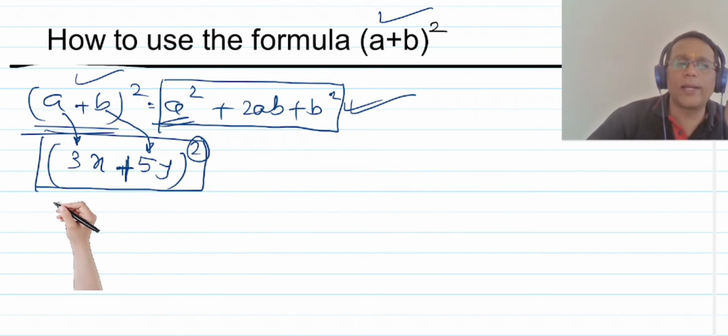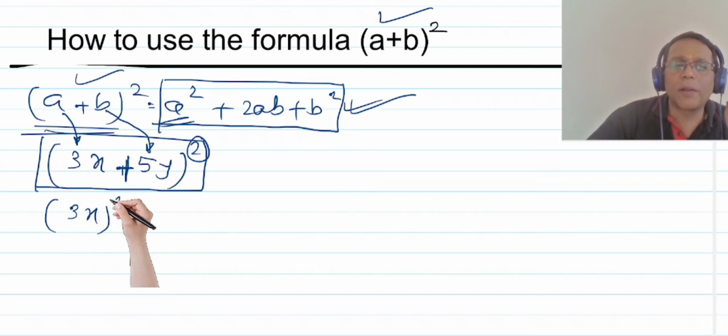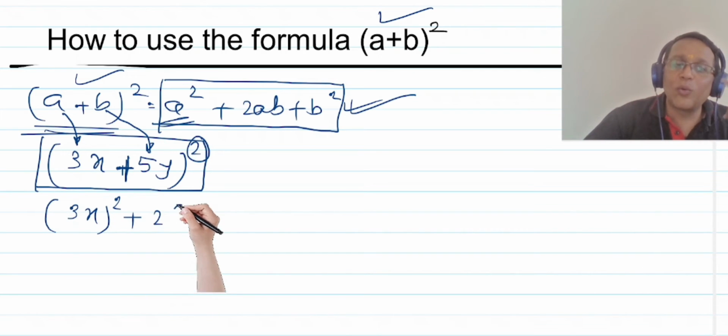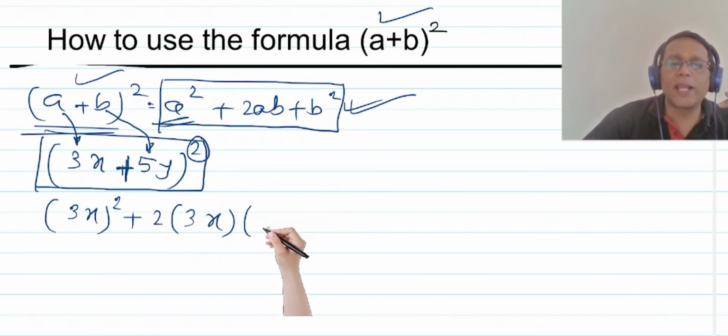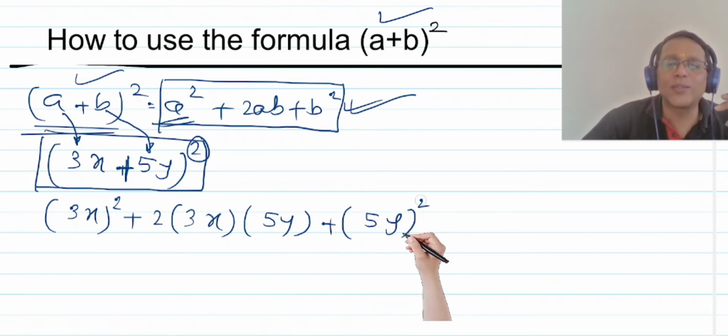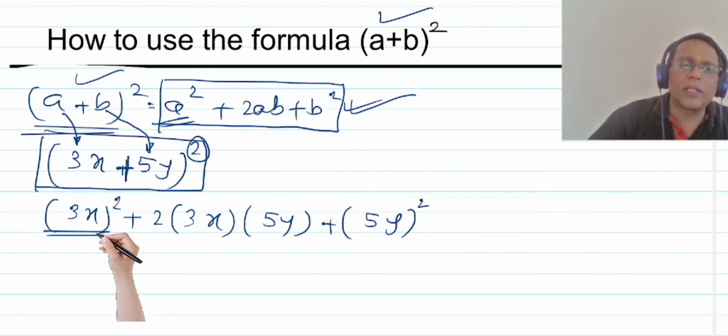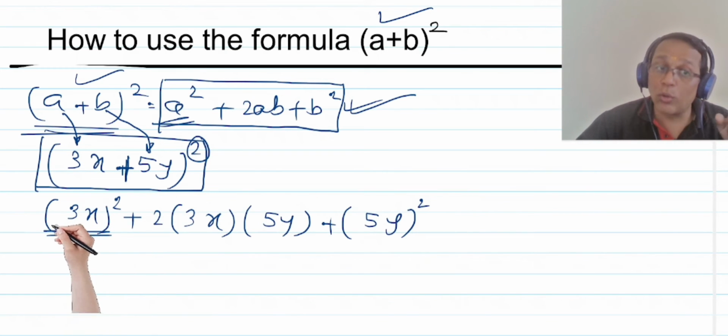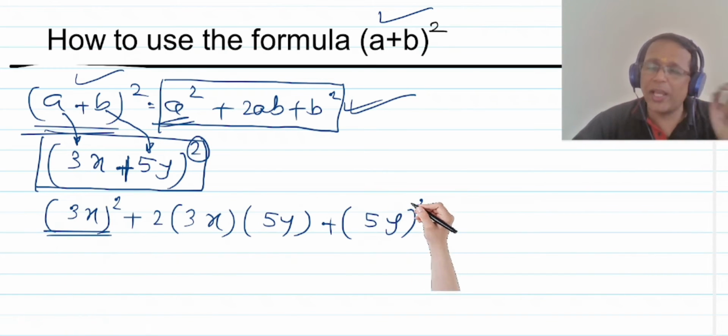Okay, a square will be (3x) square, plus 2 into a, the first term 3x, into b, which is 5y, plus b square, which is (5y) square. Now we just have to make the square of 3x. You have to give this bracket here. This bracket is very important.